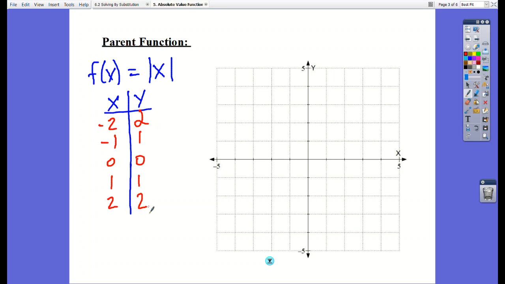There we go. So let's plot these. These are all x comma y coordinate points, right? So you guys already have the grid in front of you. Let's go left 2, up 2. That's our first point. Let's go left 1, up 1. That's our second point. Then 0, 0, then 1, 1, and 2, 2. So we have what is starting to look like a V-shaped graph, and that's what it is. So let's connect those dots, try to make a nice straight line.